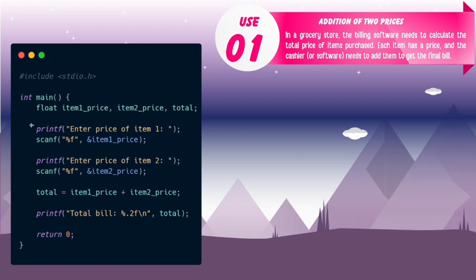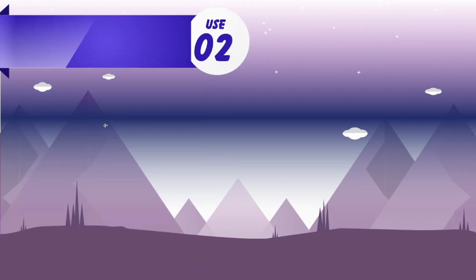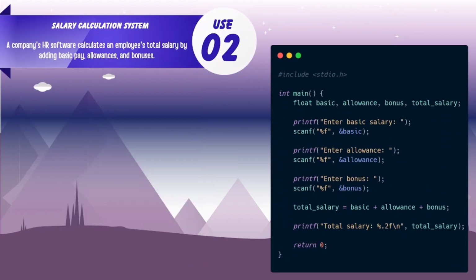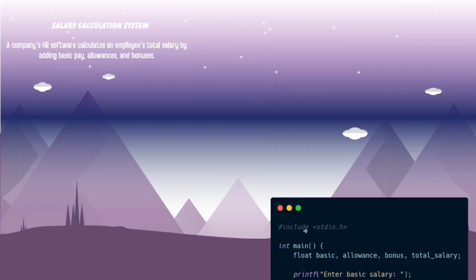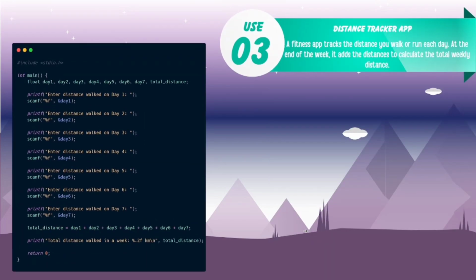And this kind of program would be working behind the scene, where it is going to take all the values and figure out their total. We can also use it for a salary calculation system, where, for example, someone might have basic pay, allowance and bonuses for their salary. We can add them up and figure out the total salary using this program. We can also have a distance tracker app. For example, how much I have walked for the entire week. We can take input of all of those data and figure out its sum.